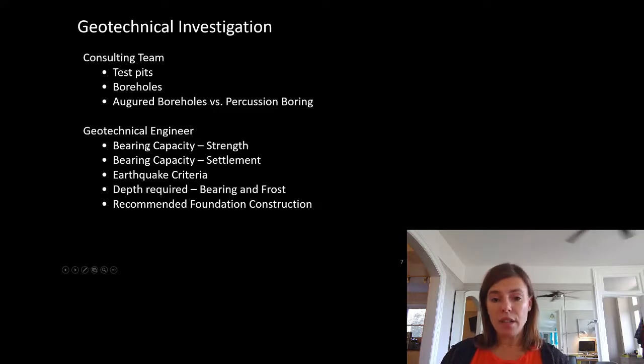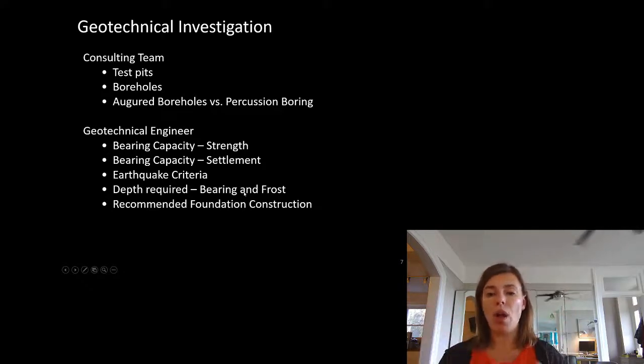The geotechnical engineer will produce a report that provides the bearing capacity for strength, the bearing capacity for settlement or serviceability. They will give us earthquake criteria, and they will say the required depth our footing needs to go, both to meet that bearing for strength and settlement and for frost. And they will often give us a recommended foundation construction type. Sometimes they might give two possible options.